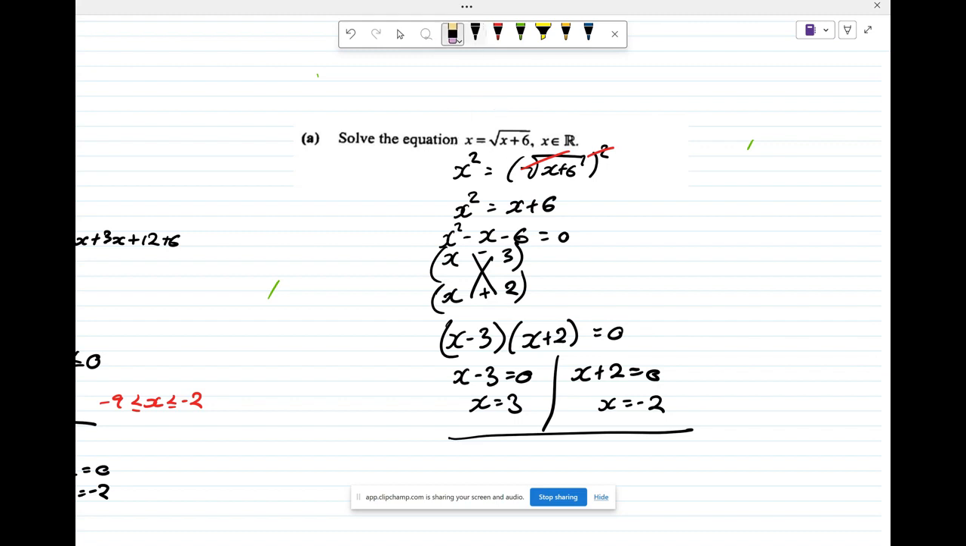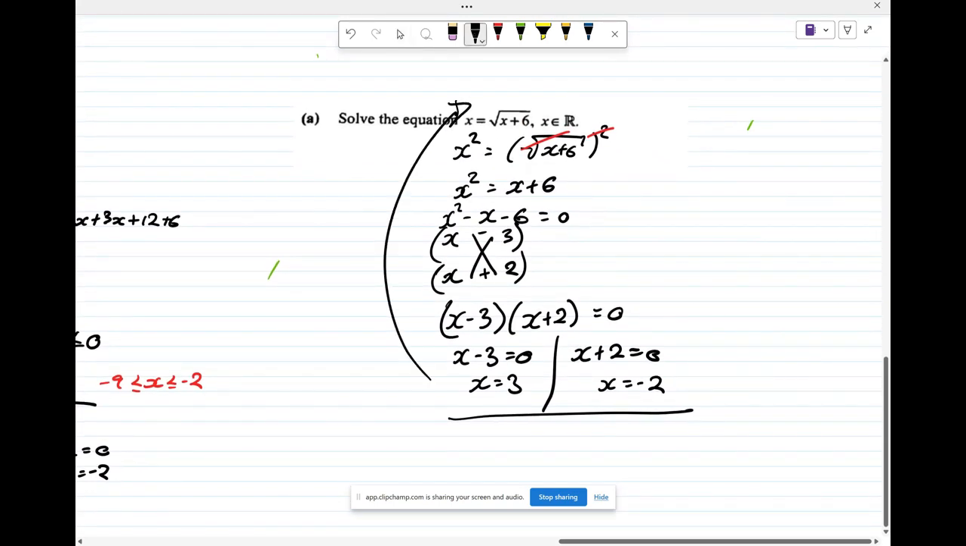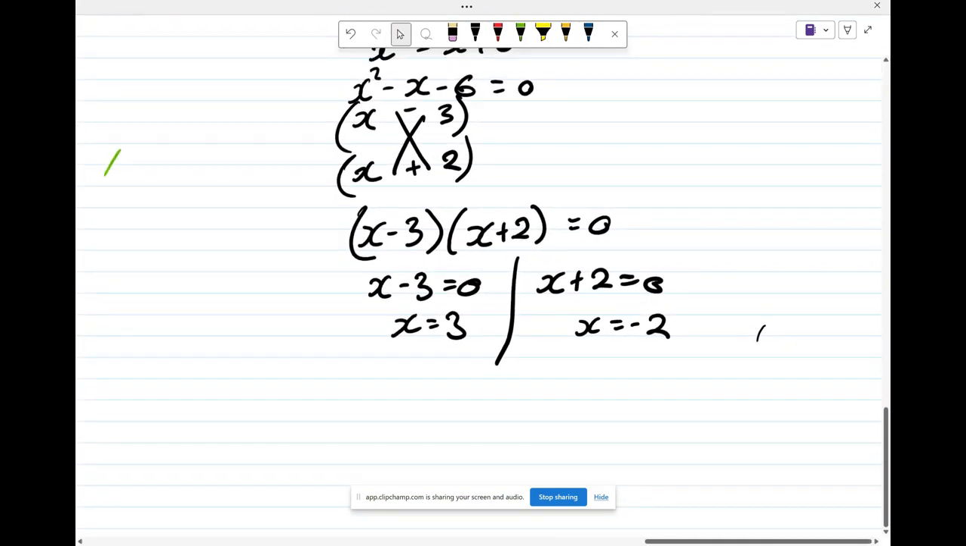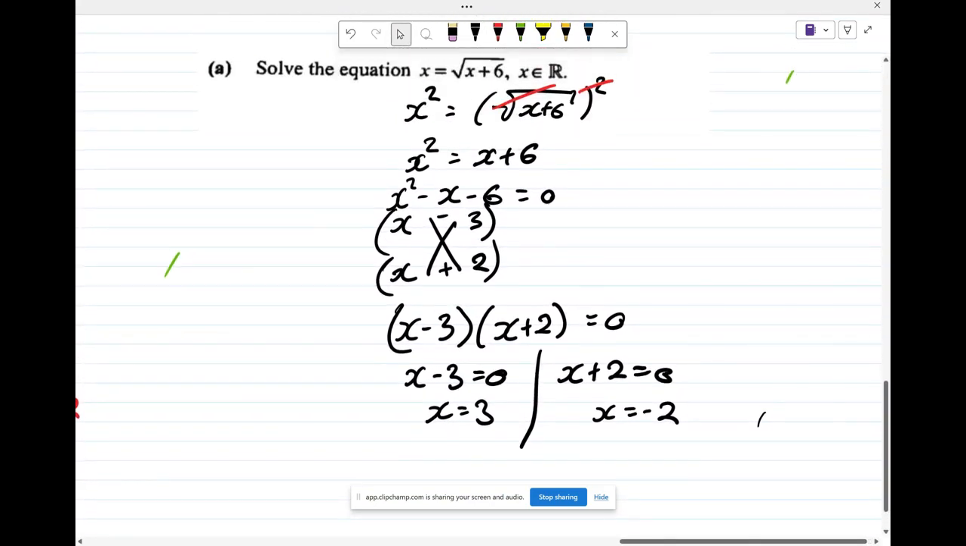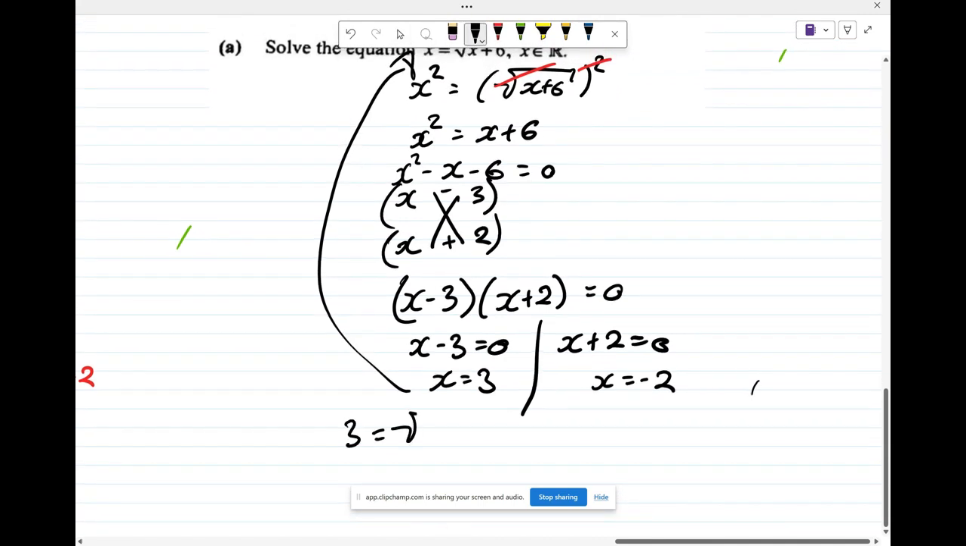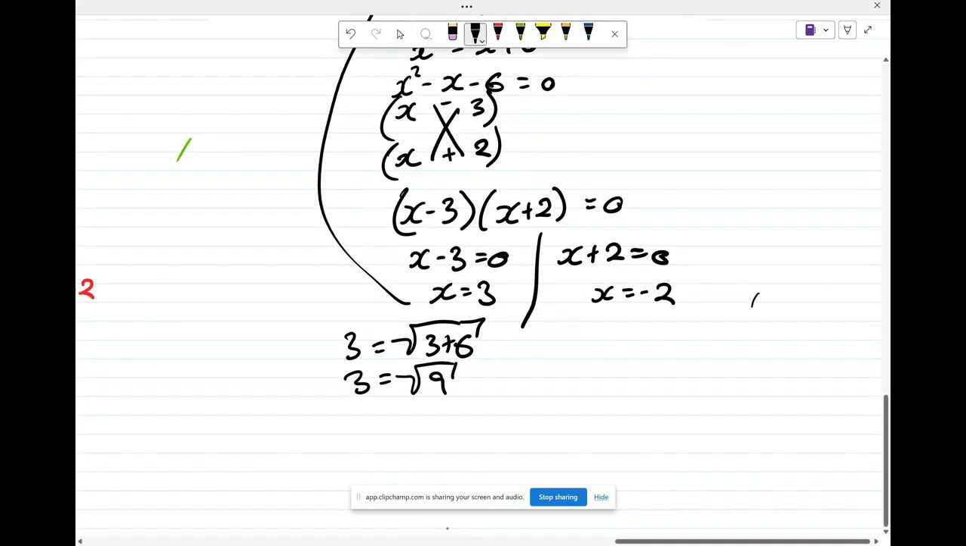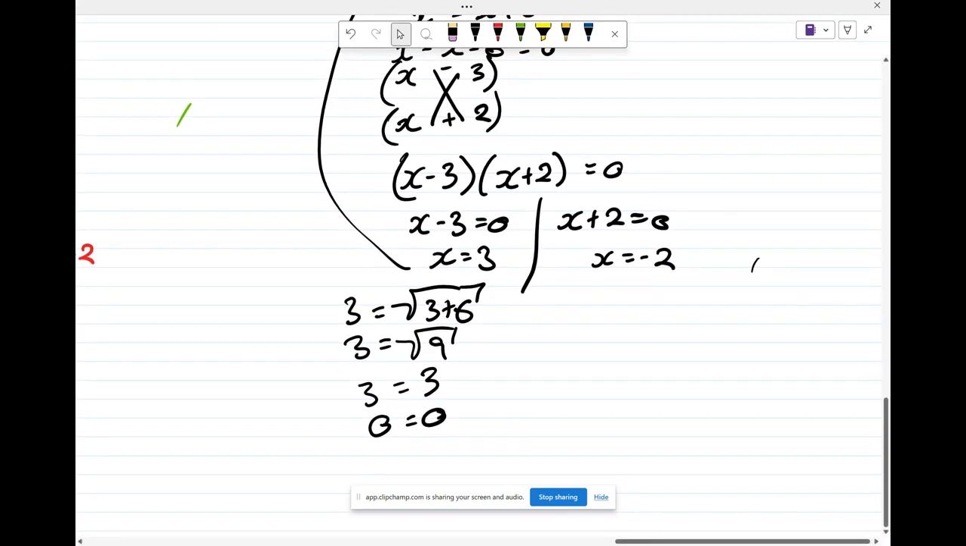Now, what I said before, you basically want to check your answers. If we sub back in, we should get 0 is equal to 0. So subbing our answers back into the equation up here, we're going to get 3 is equal to root 3 plus 6. So it's going to be 3 is equal to root 9. So that's going to be 3 is equal to 3, which is definitely true. Or if we minus 3 from both sides, we get 0 is equal to 0, which is definitely true. So this answer definitely works.